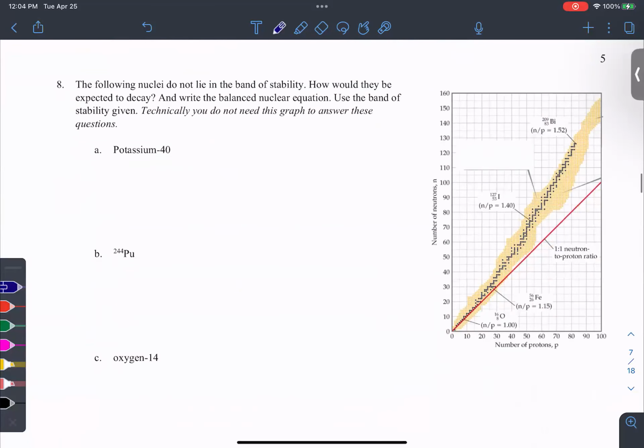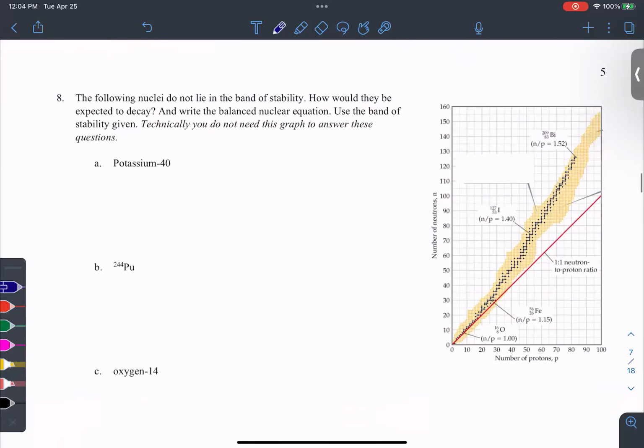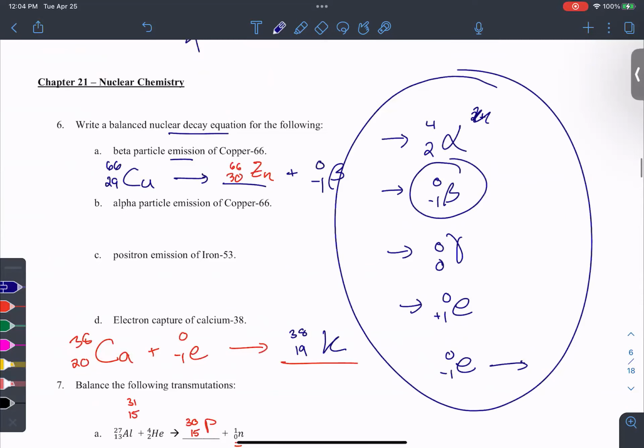All right, now putting it all together. Yes, we were able to predict beta and alpha emissions, but the idea is, how can we predict what kind of radioactive decay elements typically take? So what we see here, especially up here, like when we did the copper example, a beta emission results in a zinc atom. If we actually did the alpha particle emission, what was the answer? It's something else. It's not zinc.